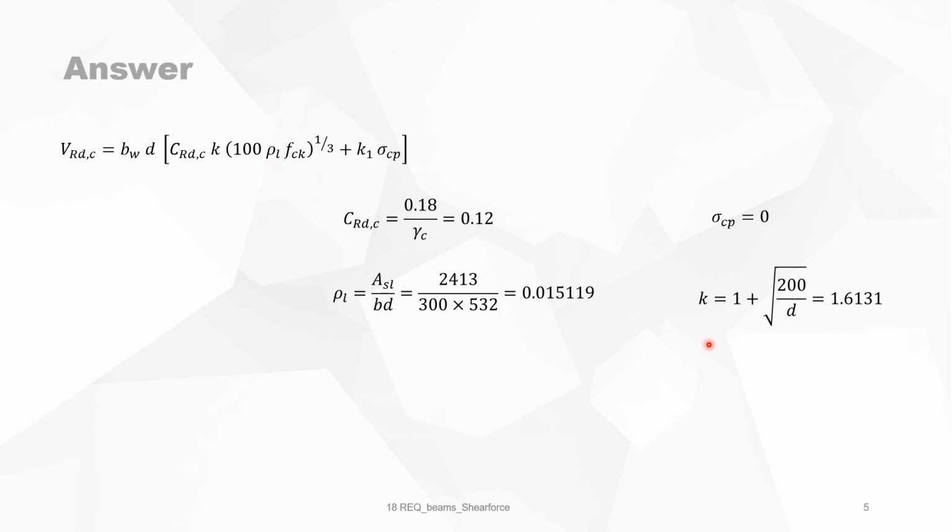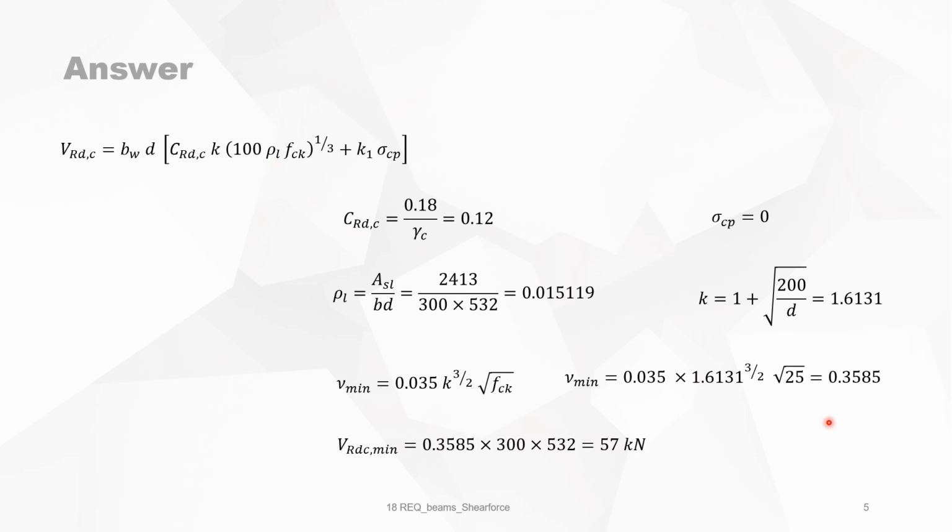The K factor is a scale factor. D is in millimeters, so this is 1.6131. The minimum value of the resistance to the shear force of the concrete alone is given by this formula, and we can fill in the different parameters, and we find v min is 0.3585. So the total minimum shear force is then equal to 57 kilonewton.